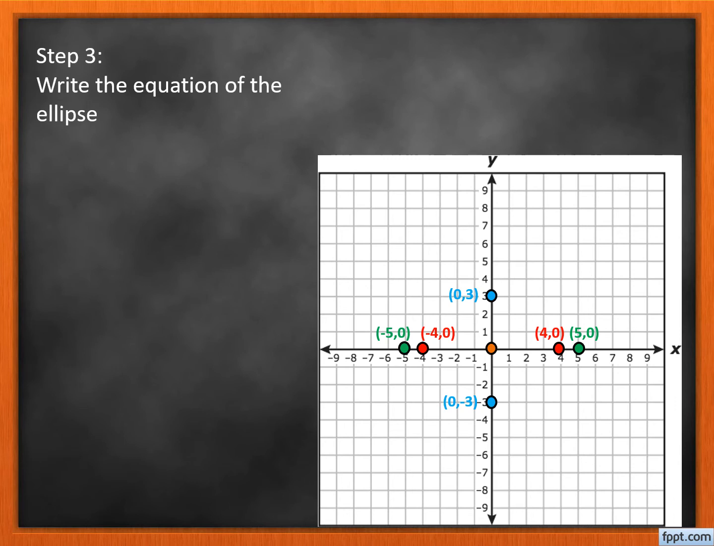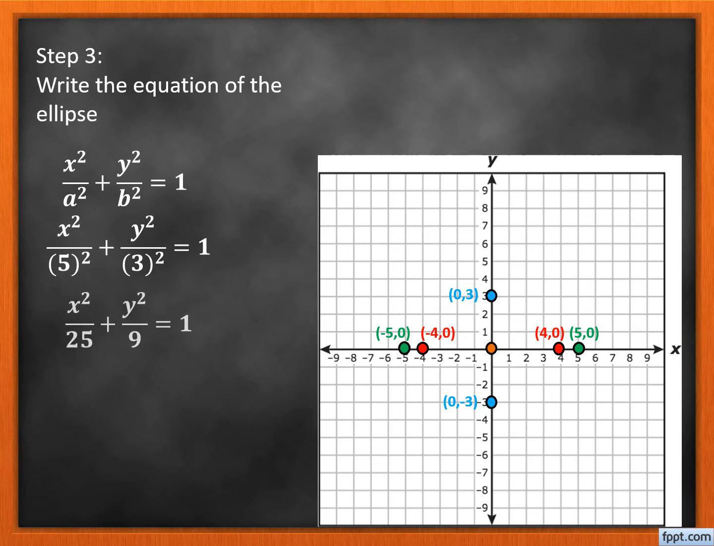For step 3, we can now write the equation of our ellipse. Using our equation x squared over a squared plus y squared over b squared equals 1, replace the values of a and b. Therefore, we have x squared over 5 squared plus y squared over 3 squared equals 1. By simplifying, we have x squared over 25 plus y squared over 9 equals 1. And that is the equation of our ellipse.